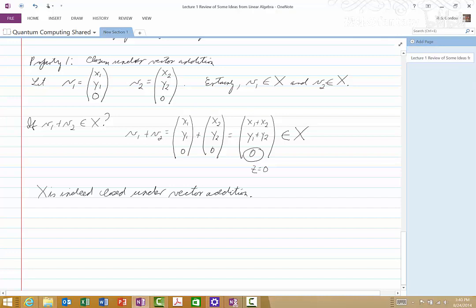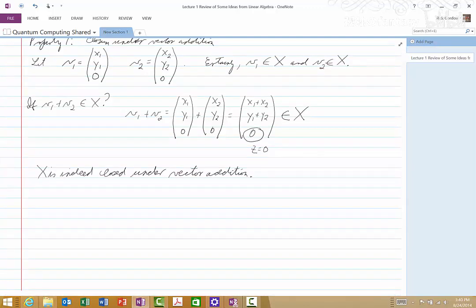So property 1 is satisfied, but that's not enough. Remember, for x to be a vector space, we must have both properties satisfied. So now let's check property 2. Some of you, especially those who have a little bit more experience, can probably already see very quickly that property 2 is indeed going to be satisfied. But let's just work through it to make sure.